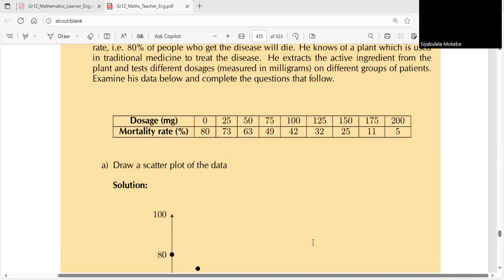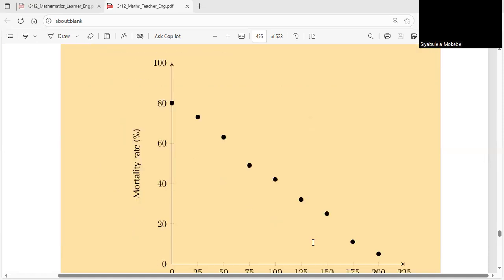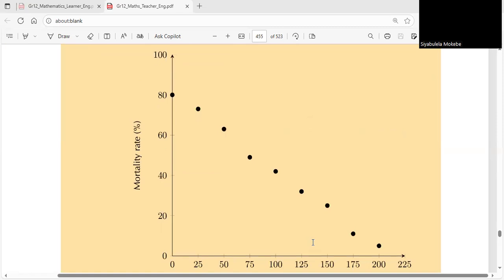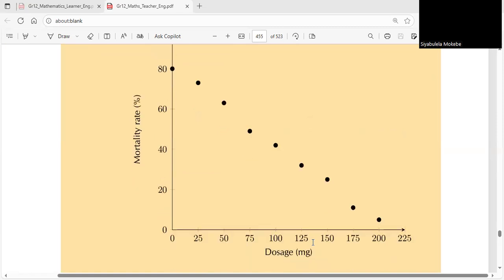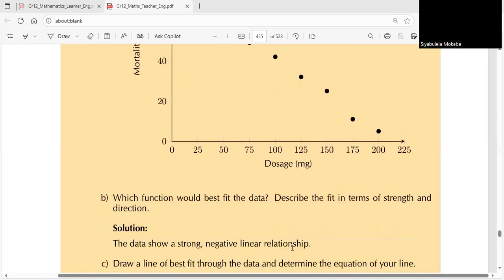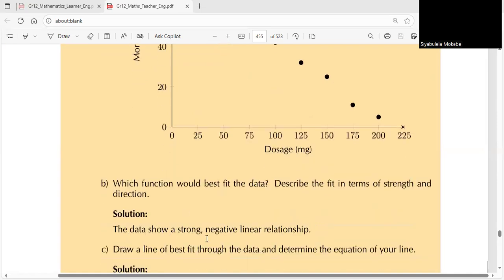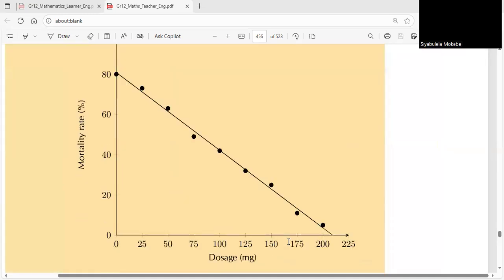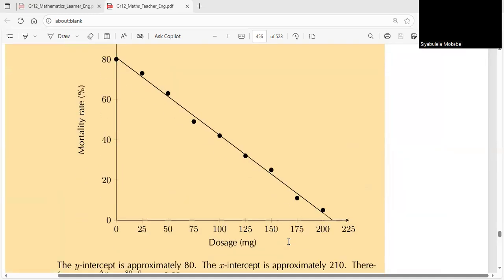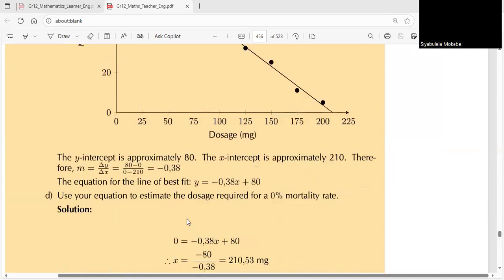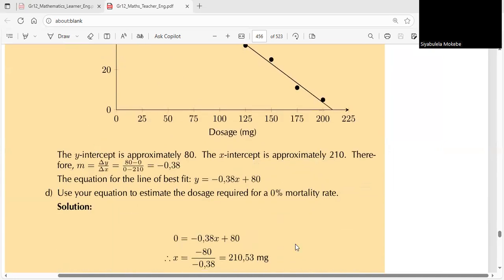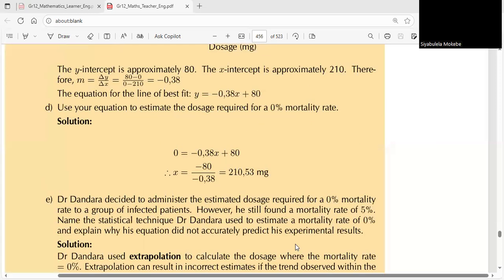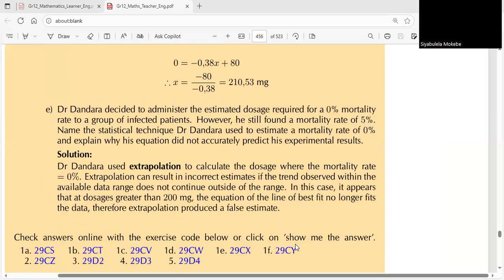All right, so for this one, that's your scatter plot. You can see here it's strong. The data shows a strong negative linear relationship. See? There we go. Then those ones, they'll obviously depend on what you have.